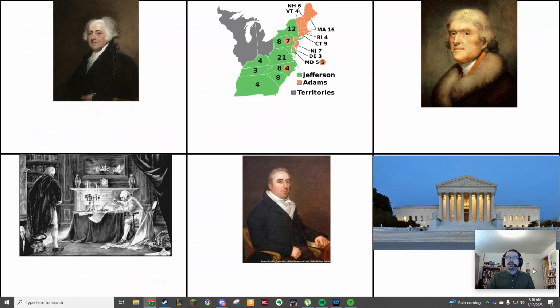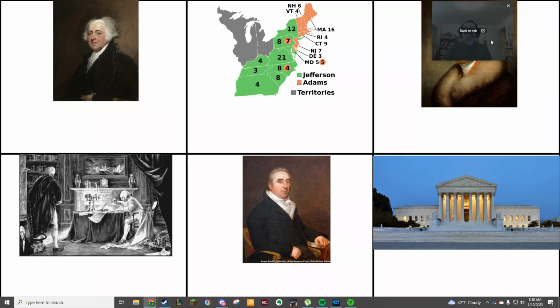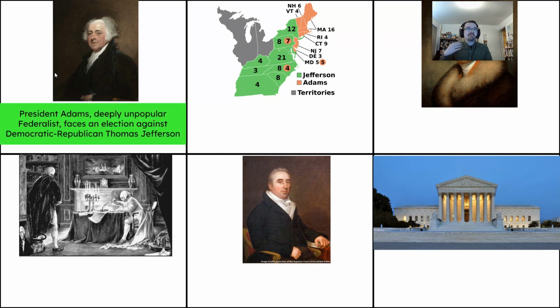Let me move myself here. I'll put myself on top of Thomas Jefferson for a second. So over here, starting in the top left, John Adams was the president in 1796. He's running for re-election. He is deeply unpopular. He is one of the most unpopular presidents we've ever had.